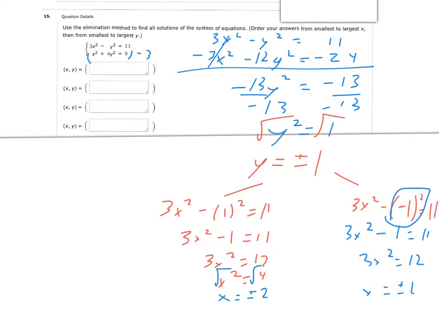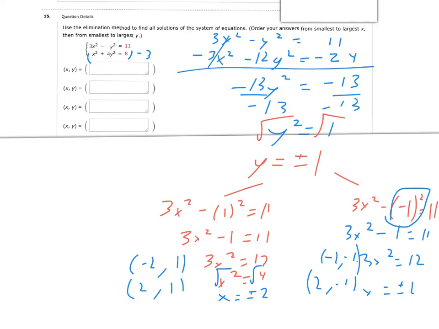It's like when I got these two over here, when I plugged in 1, I got negative 2, and when I plugged in 1 for y, I also got positive 2. And then over here, when I plugged in negative 1, I got out negative 2, and when I plugged in -1, I also got out +2. So 4 answers there.